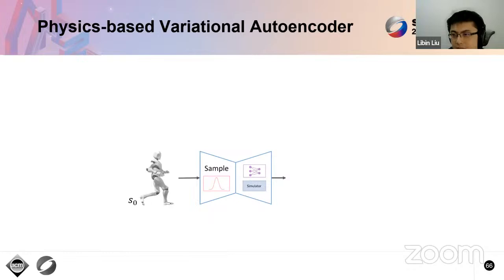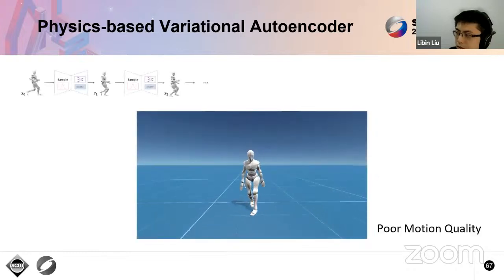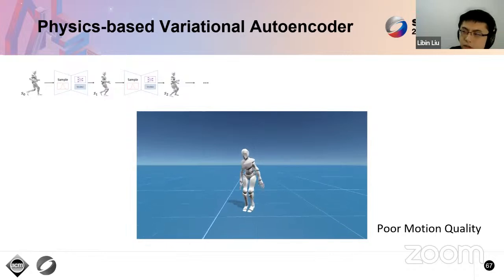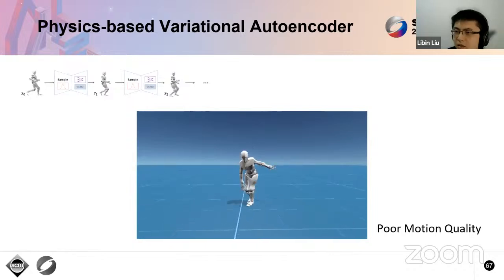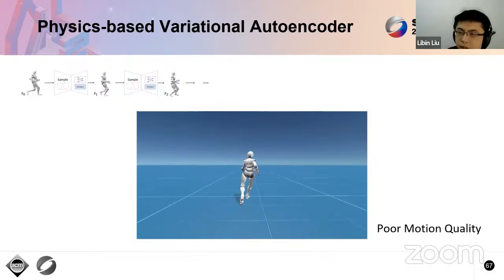And after training, the control policy already has a motion embedding, and then we can sample from that embedding space and convert that sample using the controller into a control signal, and then use a real simulator to drive the simulation. So here are some results where we randomly sample from that embedding space and convert them to a number of motions. But here we can see the motion quality is not very good.